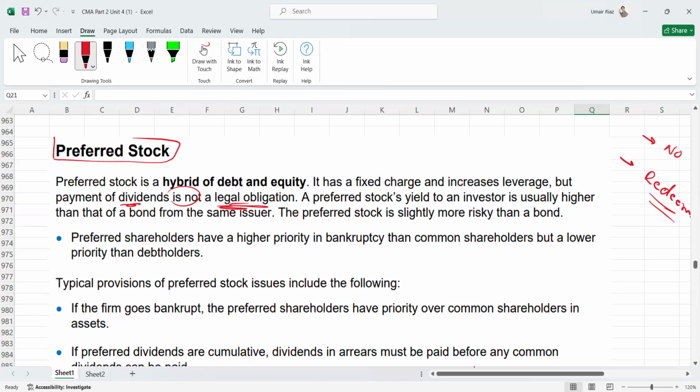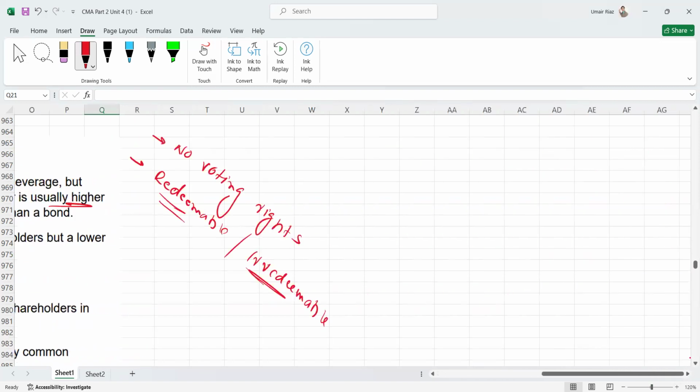And please also remember, usually the yield to an investor on preferred stocks is higher. Yield to an investor stands for return. Why is the return on preferred stock higher? Why is the company paying more return to preferred stockholders as compared to the debt holders? As I told you previously, even in case of liquidation, first we sell the assets of the business. First payment will be made to the debt holders, then payments will be made to the preferred stockholders, and then payments will be made to the common stockholders.